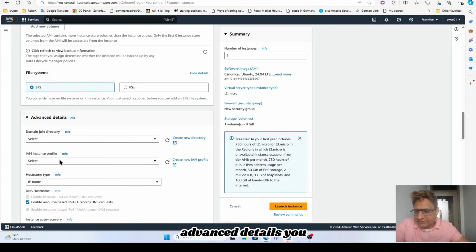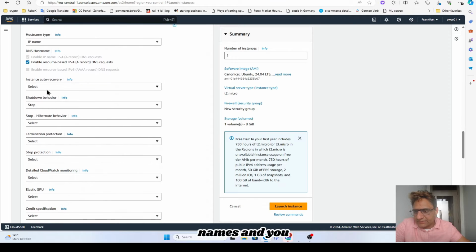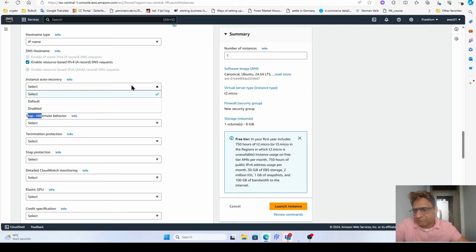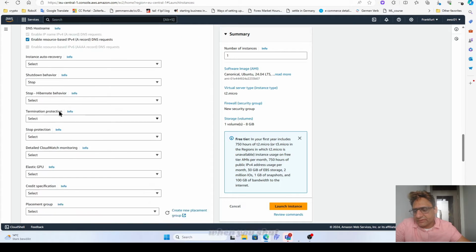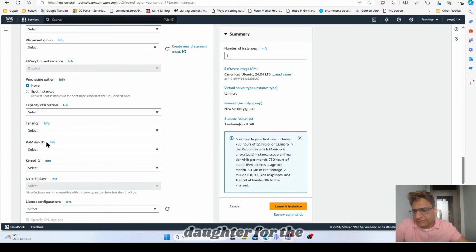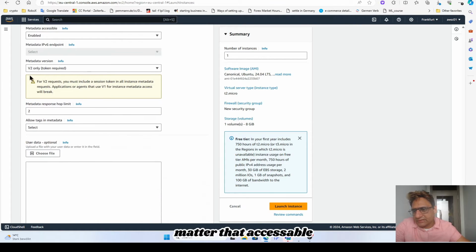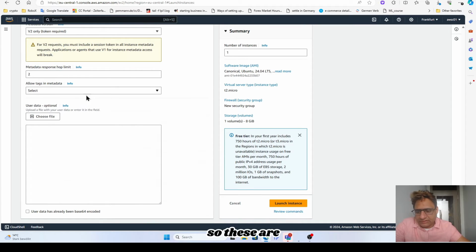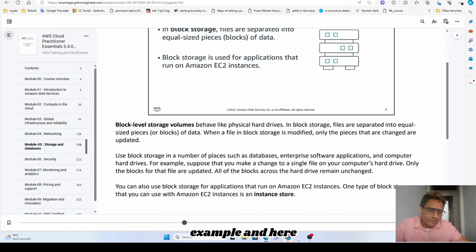Here are some advanced details you can select. For example, you can create a directory or profiles and IP names, and what happens when you shut down, GPU and credit, and a lot of other things. Capacity reservation, metadata accessible. So these are the advanced options. So yeah, that's that, for example.